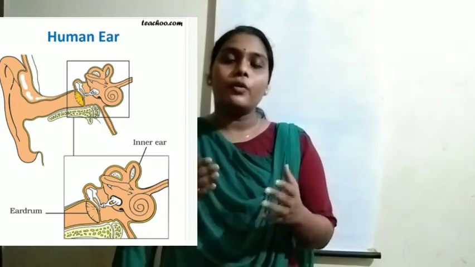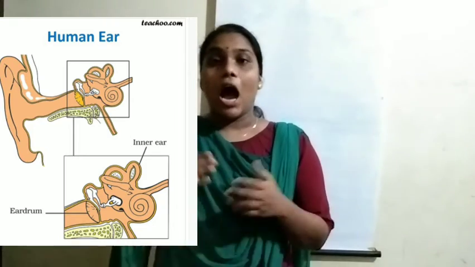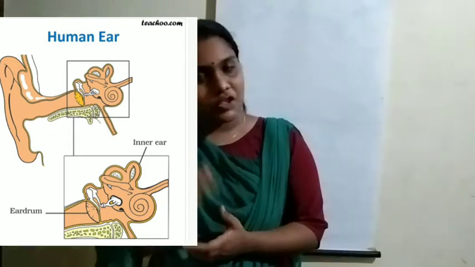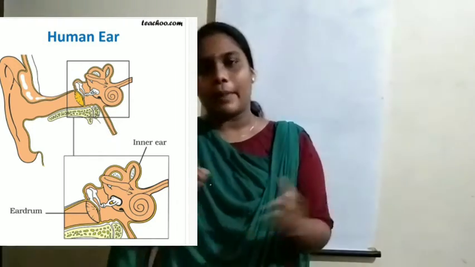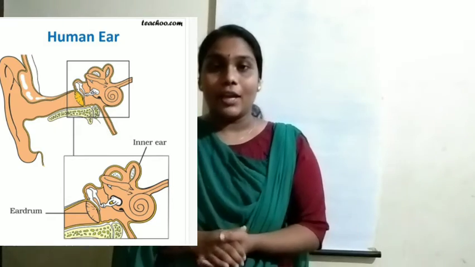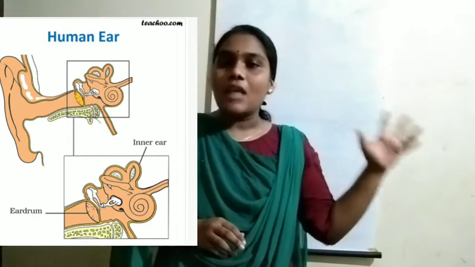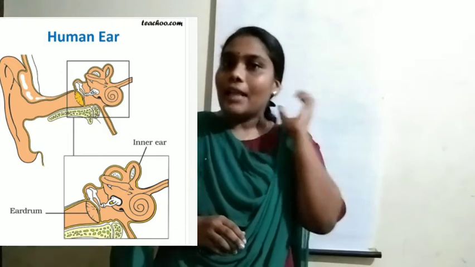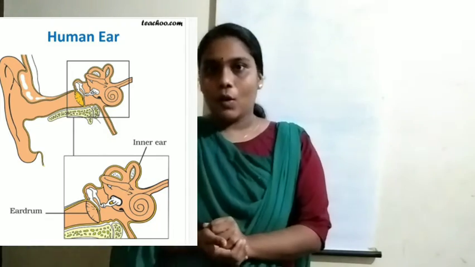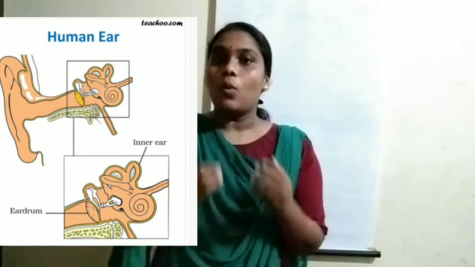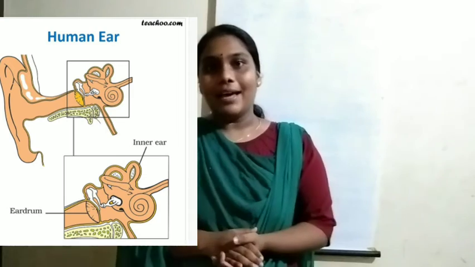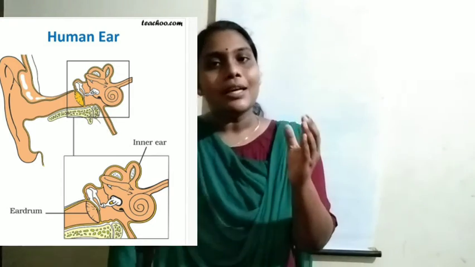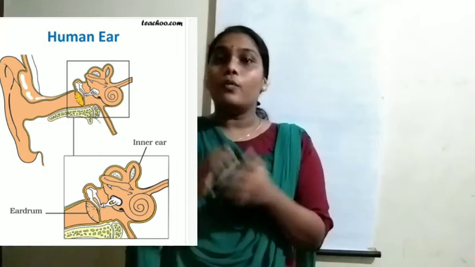Okay students, how do we hear sounds? Our ear has a funnel-like shape. At the end of the funnel, we have a thin membrane called the eardrum. When there is a sound, the sound vibrations make our eardrum vibrate. Our eardrum sends vibrations to the inner ear. From there the signal goes to the brain. That's how we can hear sounds. Okay, all of you clear?